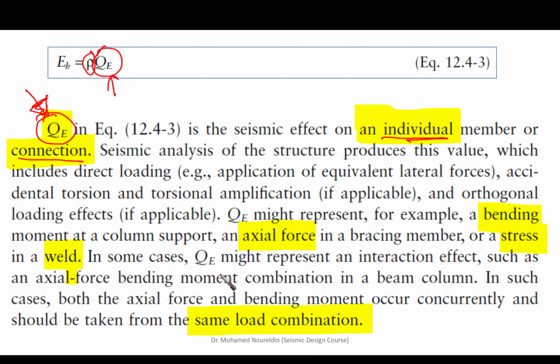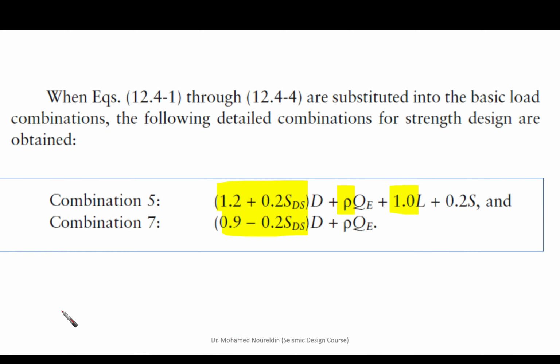In some cases, QE might represent an interaction effect, such as an axial force bending moment combination in a beam column. In such cases, both the axial force and bending moment occur concurrently, and should be taken from the same load combination. That's true and understandable. Okay. Yes, here this is the case where we use the redundancy factor in our case.